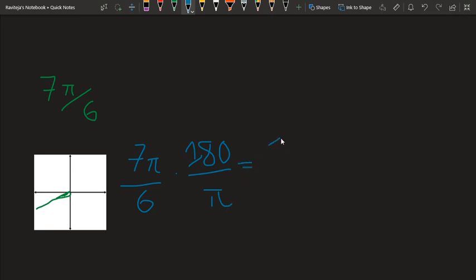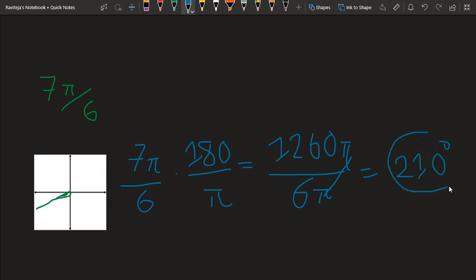180 times 7 pi equals 1260 pi. 6 times pi equals 6 pi. The pi's cancel out, and 1260 divided by 6 equals 210. Which means that the degree measure of 210 degrees is equal to the radian measure of 7 pi over 6.